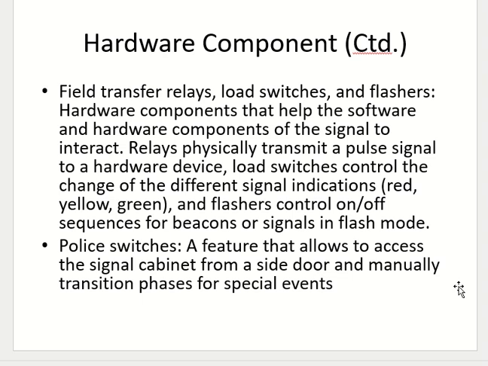Relays transmit a pulse signal to the hardware device. So whenever you do something, a signal is transferred to the device. Load switches control the change of signal indications. The relay will transmit the signal to the device, then the load switch will change the timing, the light of the signal. And the flashers control the on-off sequence. They are not used all the time. When you want to switch off the signal or something like this, then they will be used.